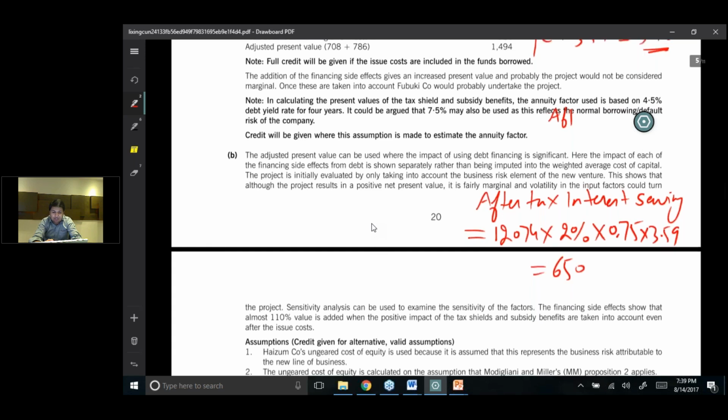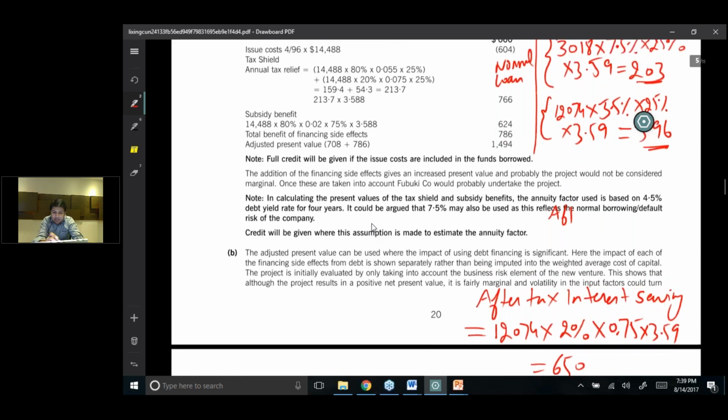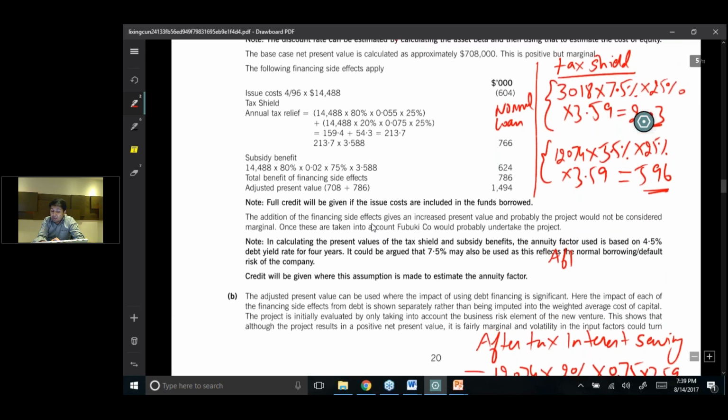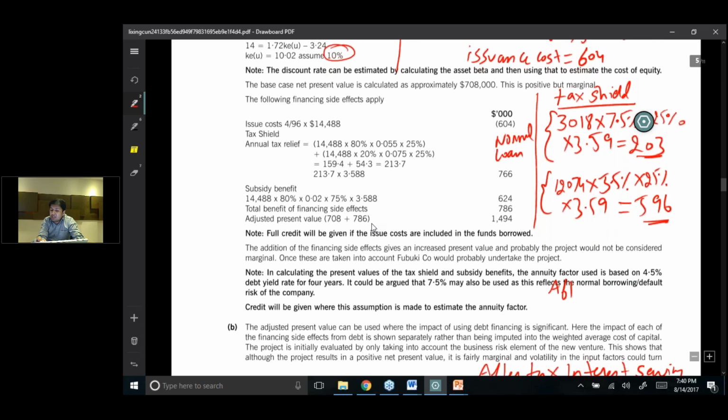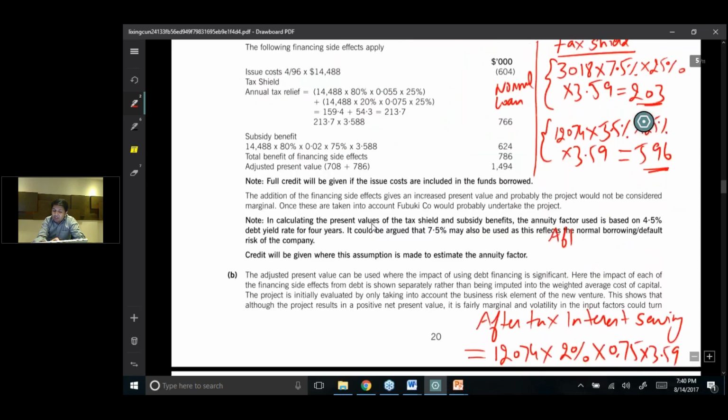Okay, the examiner has given some notes: the examiner has not included the gross up value here. The examiner has calculated all the workings using 14,488, but we have calculated all the workings using 15,092. But the note says full credit will be given if the issue costs are included in the funds borrowed. So that's not a problem. If you state the assumption, you will get full marks.